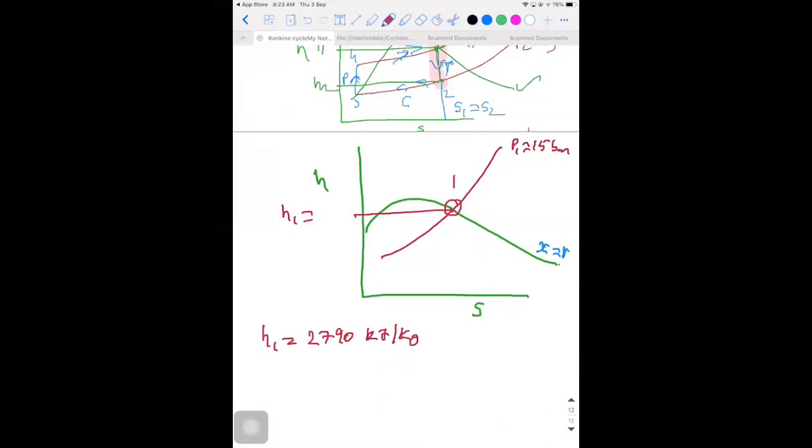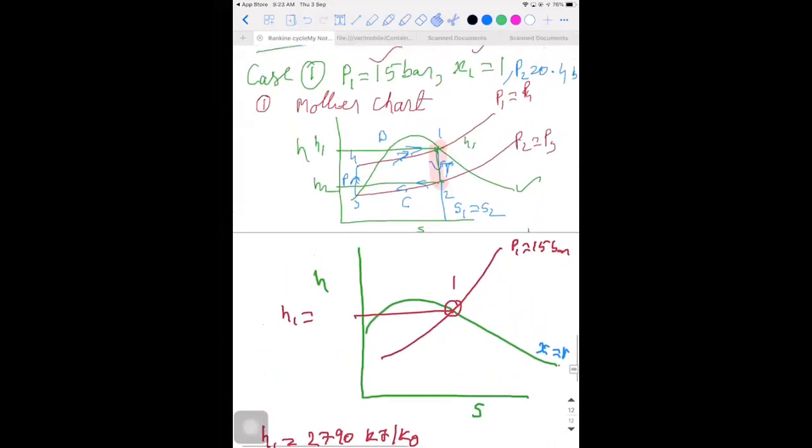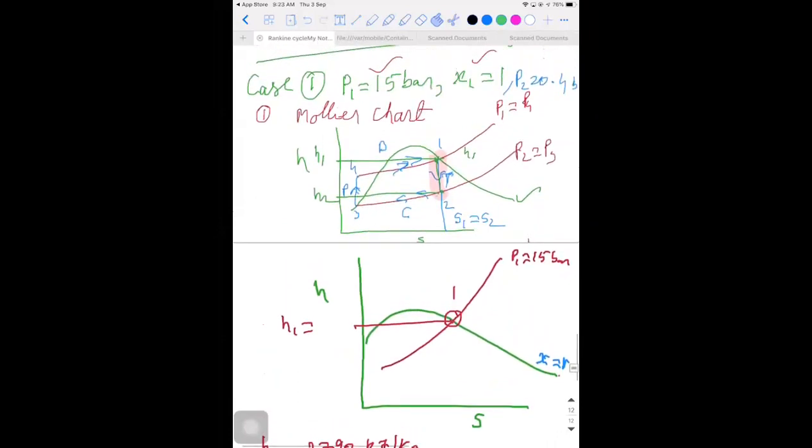Process 1 to 2, how is the process? You can observe it is an isentropic line. So, what do you mean by isentropic? This is the entropy axis, so we have to draw a perpendicular line. Once again, you draw the isentropic line perpendicular to this axis.